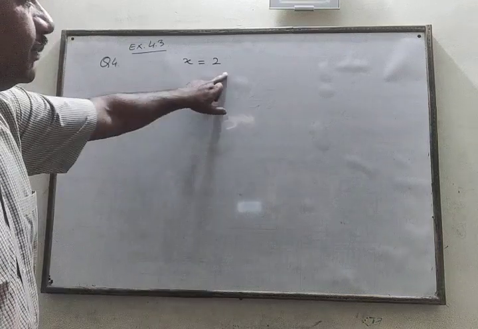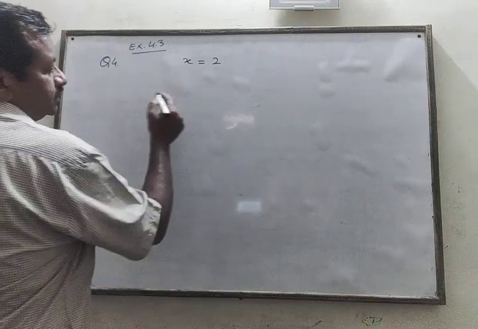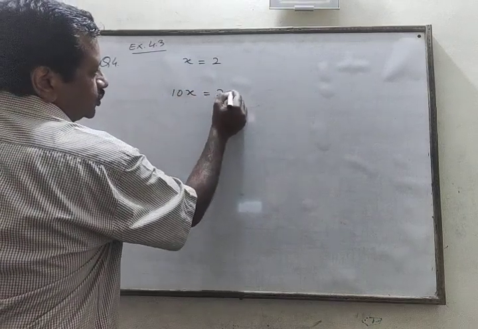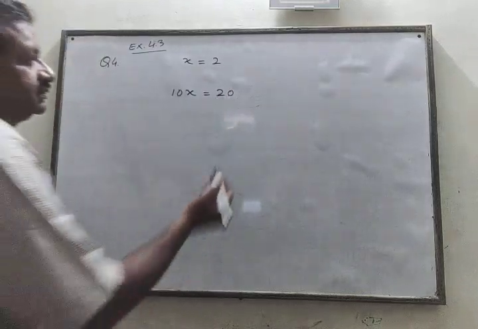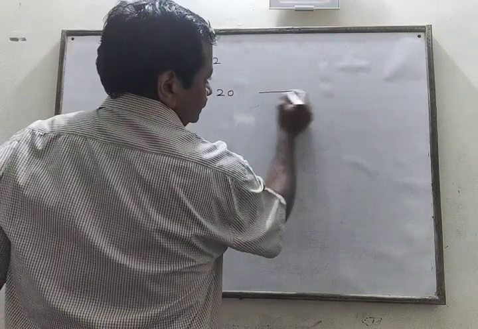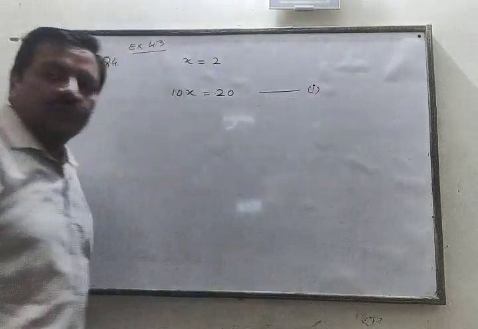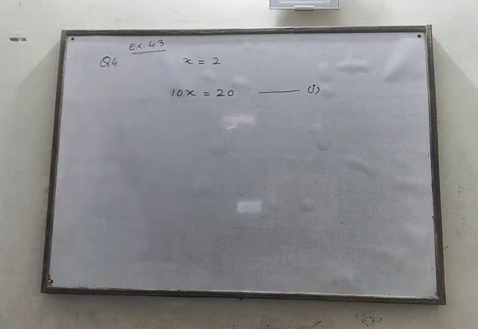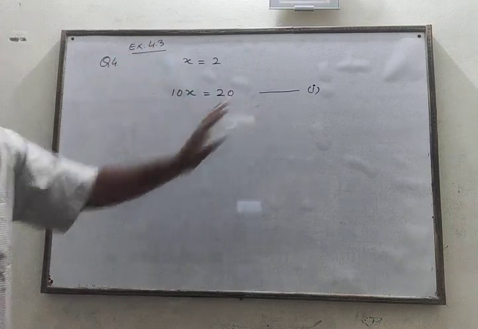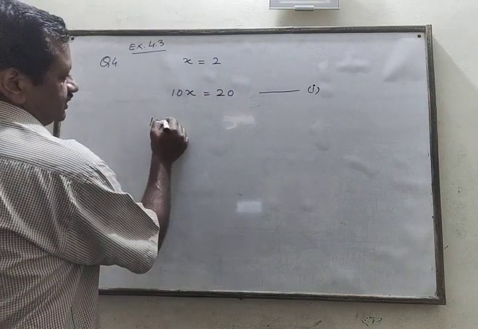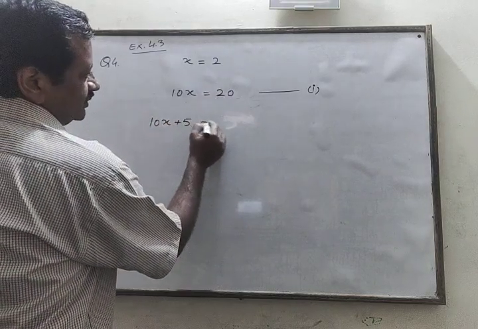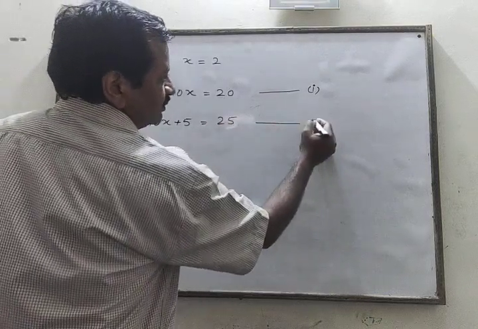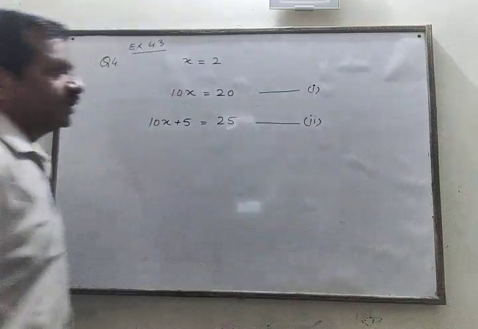Like I can multiply both sides by 10. So 10x is equal to 20. This is another equation made from the same equation, x equal to 2. I can add 5 to both sides. 10x plus 5 is equal to 20 plus 5, 25. This is another equation.